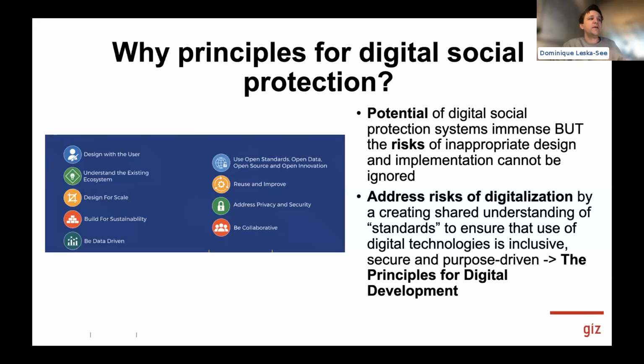So the principles for digital development, endorsed by over 280 organizations worldwide, already provide a robust benchmark and understanding of standards for high quality digital development. And recognizing this, we, the SPIAC-B working group on digital social protection, together with the FAO, GIZ, World Bank, ILO, ADB, and a lot of other stakeholders have sought to use existing principles for digitalization to build a consensus on digital social protection systems. And we chose the principles for digital development as a starting point.